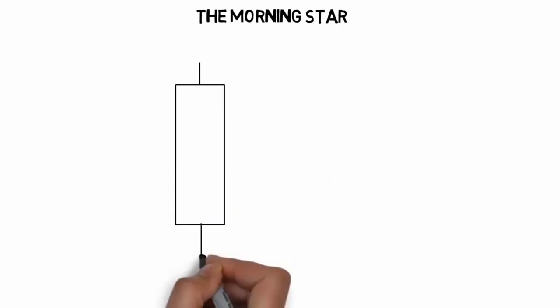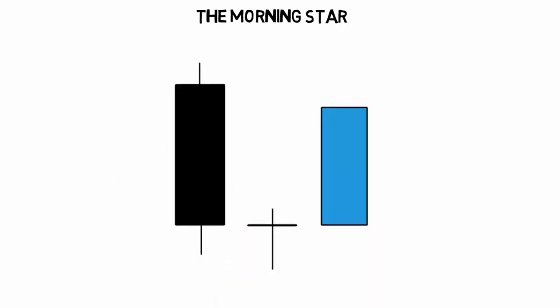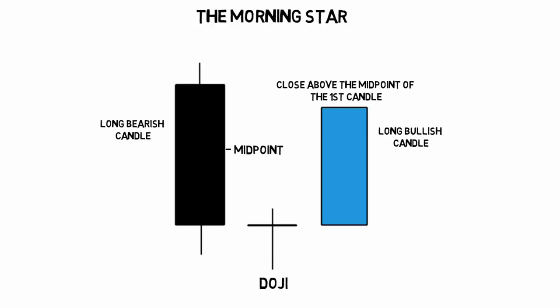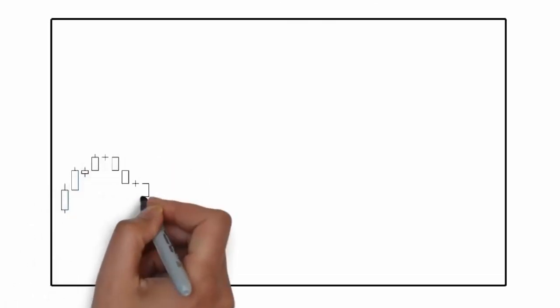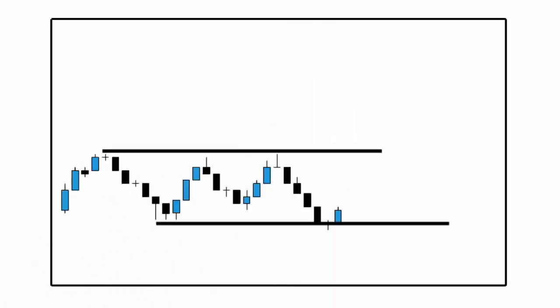The morning star is a 3 candlestick bullish reversal signal. The first candlestick is a long bearish one. The second candle is a small candle. Perfectly, it would be a doji representing indecision in the market. And the third one is a long bullish candle that closes above the midpoint of the first candle. As this is a bullish reversal signal, we will only look for it in a downtrend.